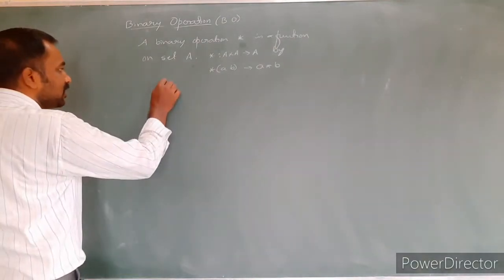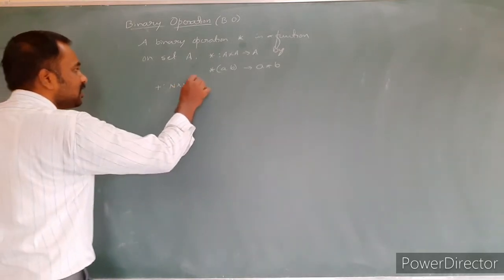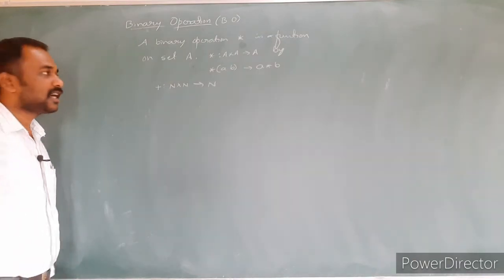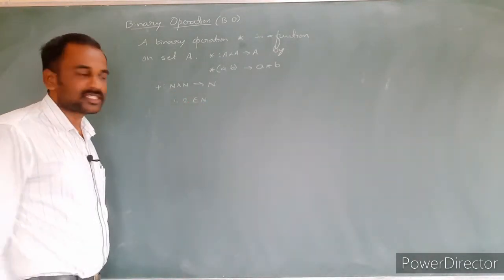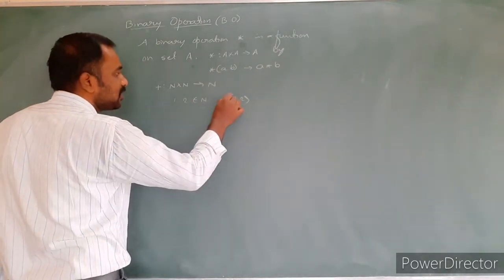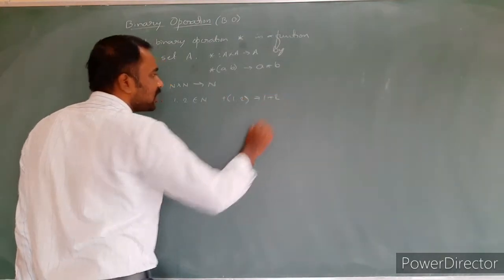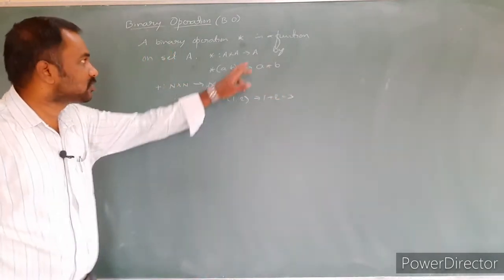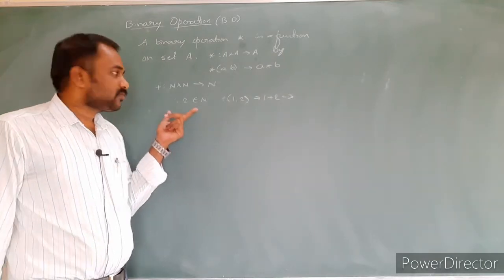For example, addition is a binary operation on the set of natural numbers, N cross N into N, because the sum of two natural numbers becomes again a natural number. For example, 1 and 2 belong to the natural number set and the ordered pair is the domain set. Addition of 1 comma 2, we can write as 1 plus 2. 1 plus 2 is a single number that belongs to the set N. That's all. This is said to be a binary operation.